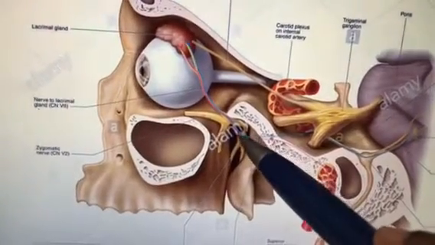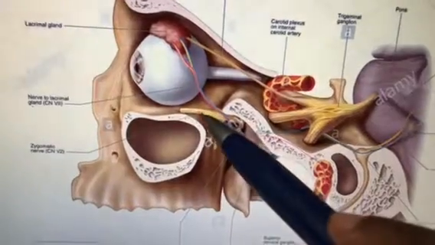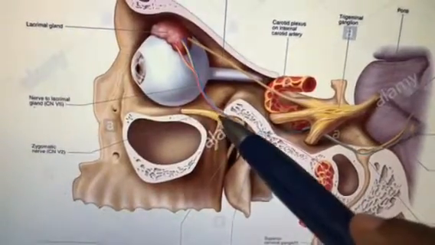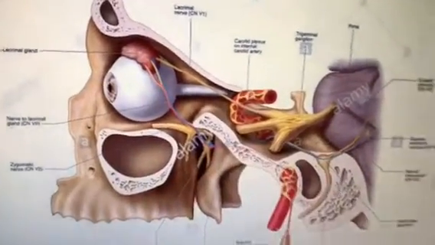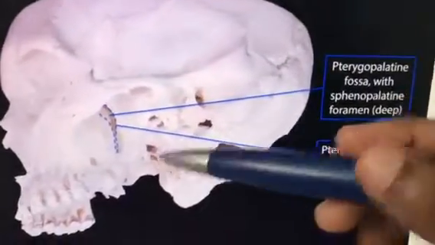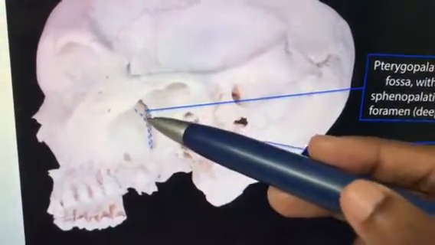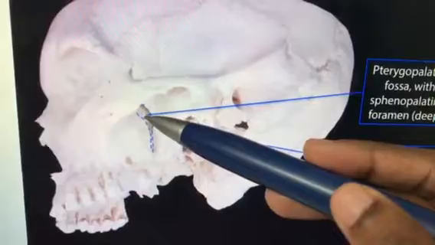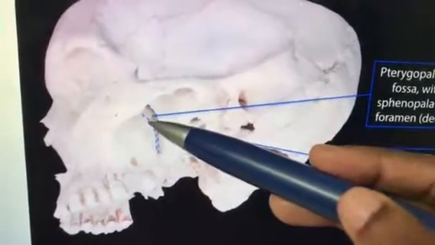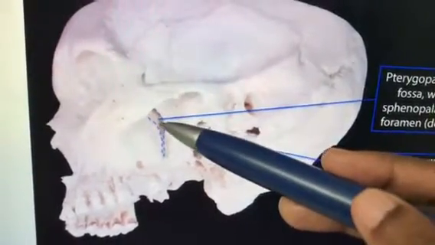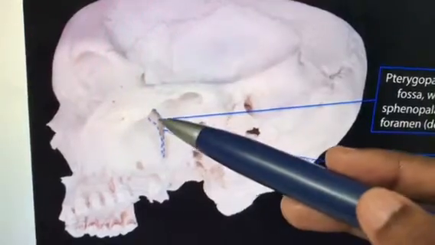It is getting relayed, and then from there, fibers will be taking which nerve? What is this process present here? Look at this. This is the pterygomaxillary fissure. Inside that only you have the pterygopalatine ganglion. The pterygopalatine ganglion, which nerve is passing through? The maxillary nerve.